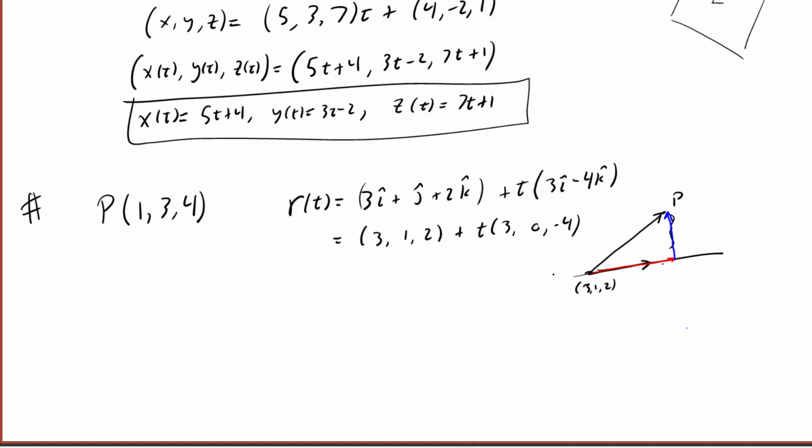Okay, so first I make this vector right here. I'll call this Q. So the vector QP is going to be P minus (3, 1, 2). So that's 1 minus 3, that's -2. 3 minus 1, that's 2. And 4 minus 2, that's 2. Okay, so this is our vector right here.